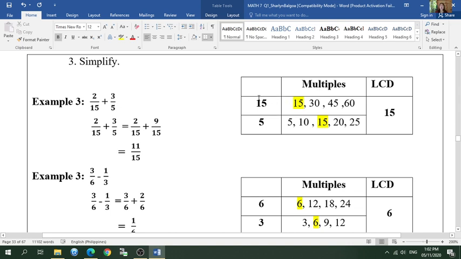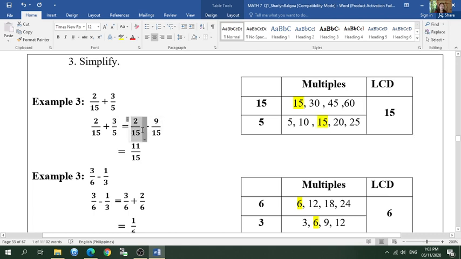You are going to have skip counting by 15. So 15, plus 15, so we have 30, plus 15, so we have 45, plus 15, we have 60, and so on. Okay, multiples. And then we have 5, 10, 15, 20, 25. Okay, so you find out the common multiples of 15 and 5, and that is 15. Yan yung common, yung the same. The smallest number, which is the multiple of 15 and 5. So LCD is 15. And this LCD becomes your new denominator.